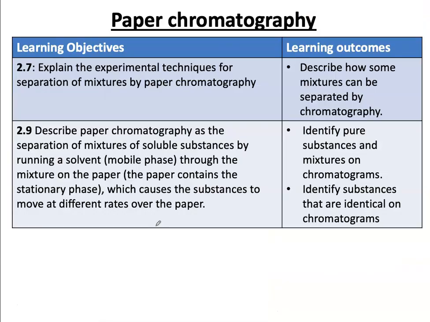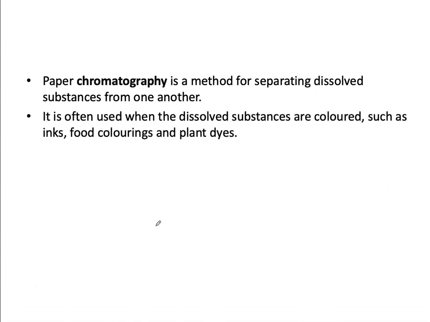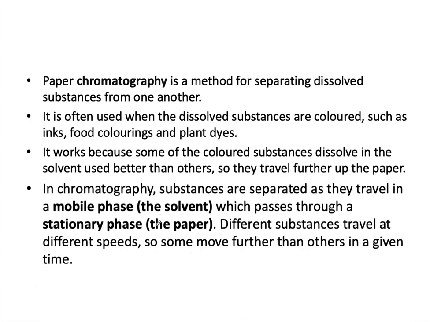Okay, now let's move on to paper chromatography. Chromatography is a method for separating dissolved substances from one another. It's more commonly used for colored substances, to separate a mixture of colored substances. It works depending on how well the substances in the mixture dissolve in the solvent. The more soluble the substance is in the solvent, the further up it travels.